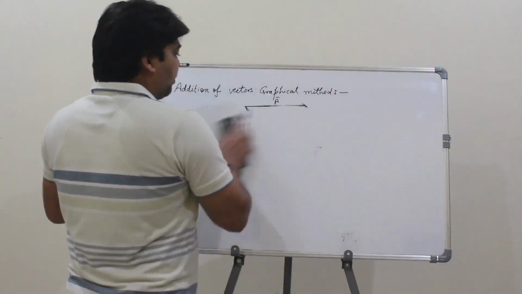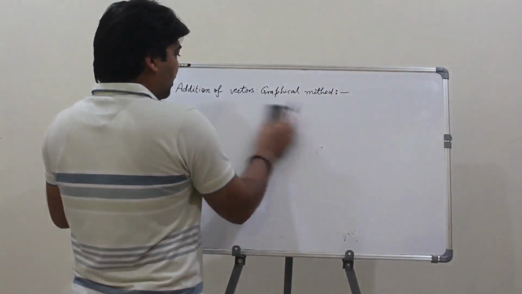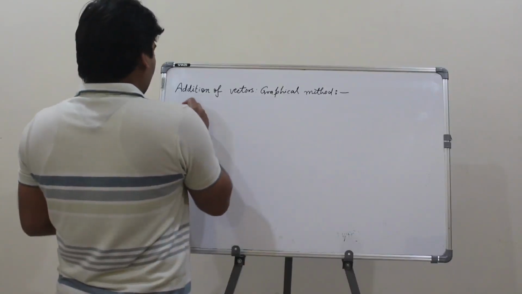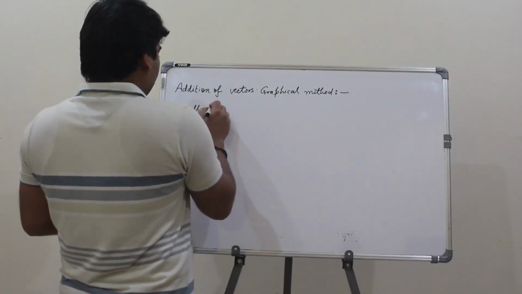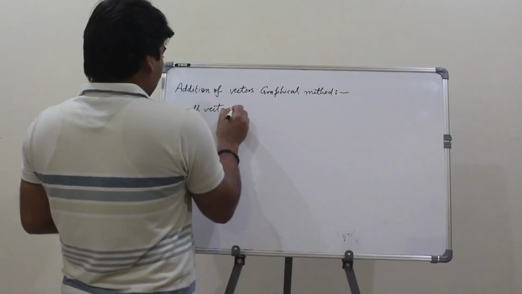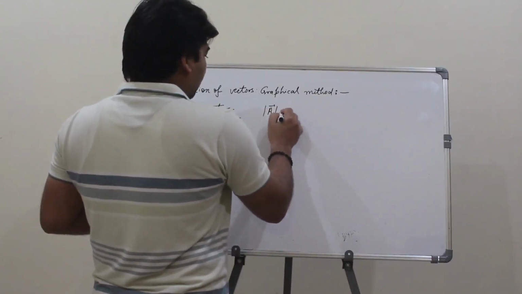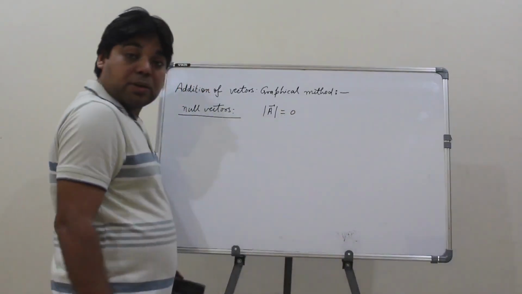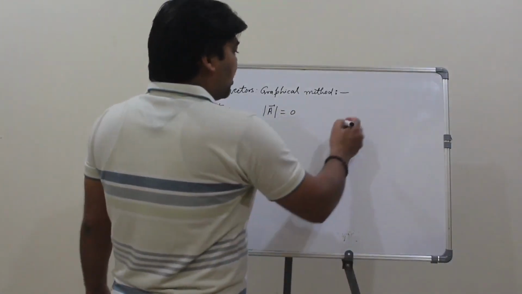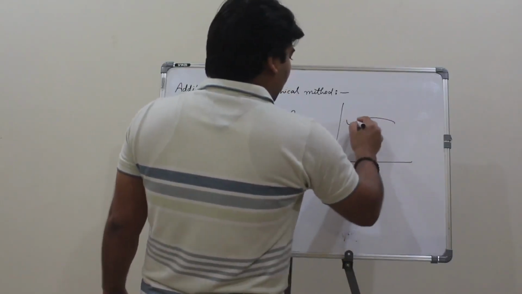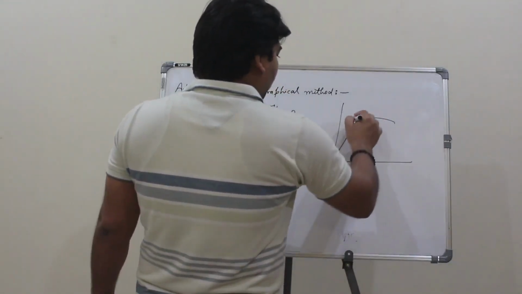Now let us go to another important point, which we call the null vectors. What are null vectors? Null vectors are those vectors whose modulus is 0. Mod A is 0. It means that if you have, let us take, a graph and here the point was P and P dash.